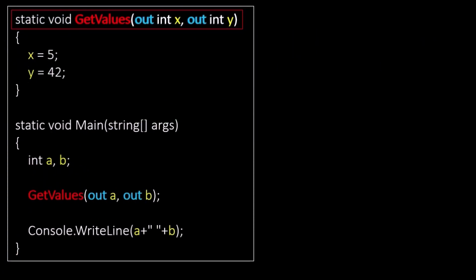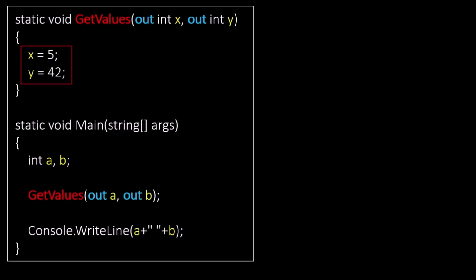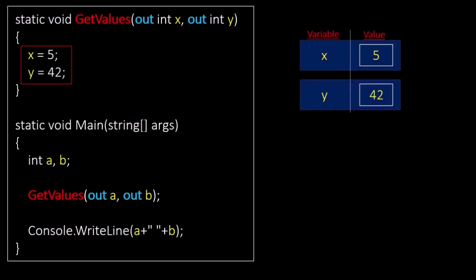And this is about how to use passing arguments by value in this program. In addition to the main method, we also have another method called getValues. The parameters of the getValues method use the keyword out in front of the data types for both x and y. This means that the method getValues will transfer data out rather than accept data in. Inside the getValues method, the values of the variables x and y are set to 5 and 42 respectively. These values will be transferred out when the method getValues is called.